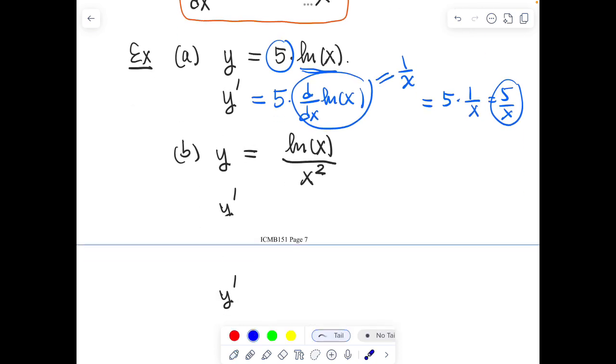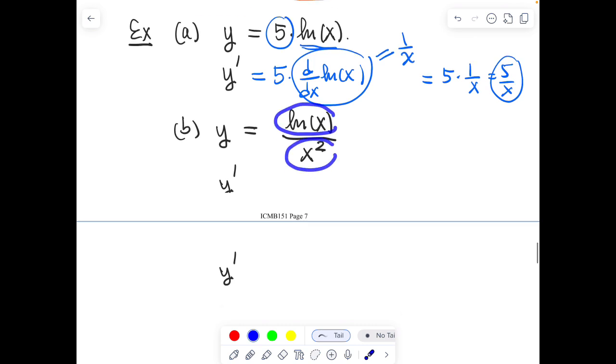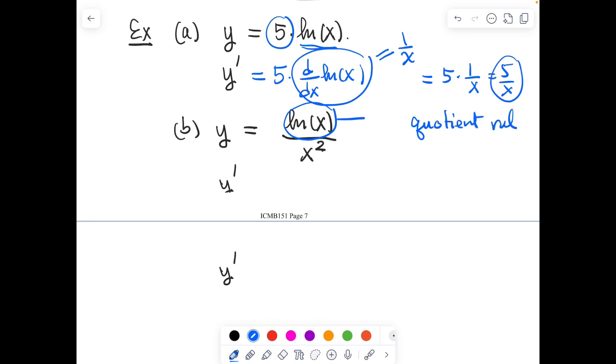Okay. So for part B, you see that y is equal to ln of x divided by x squared. And again, we want to find the derivative. If you think of these functions, you can see that this is a division, so we're going to use the quotient rule. The function on the top is the high term. The function on the bottom is the low term.